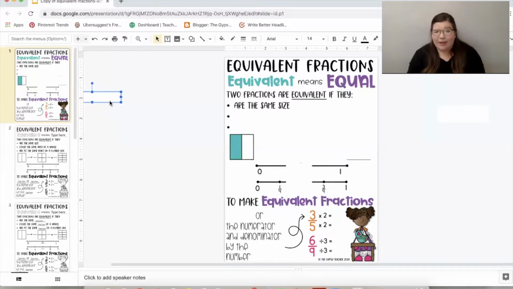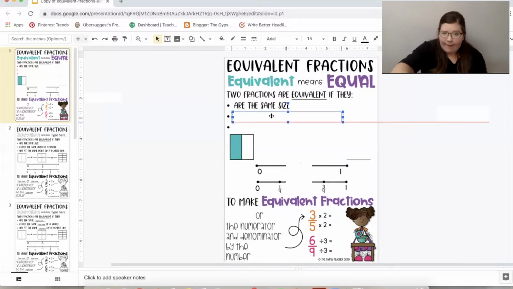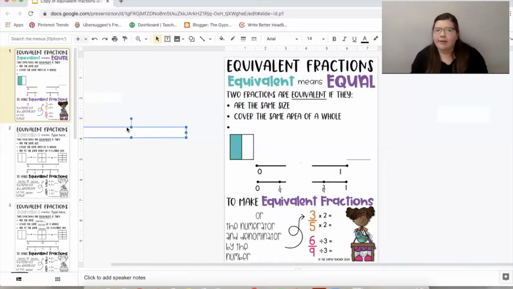Okay, so we know that two fractions, say it with me, two fractions are equivalent if they are the same size. Good. All right, now we can also know if two fractions are equivalent if they cover the same area of a whole. So I want you to say that with me.